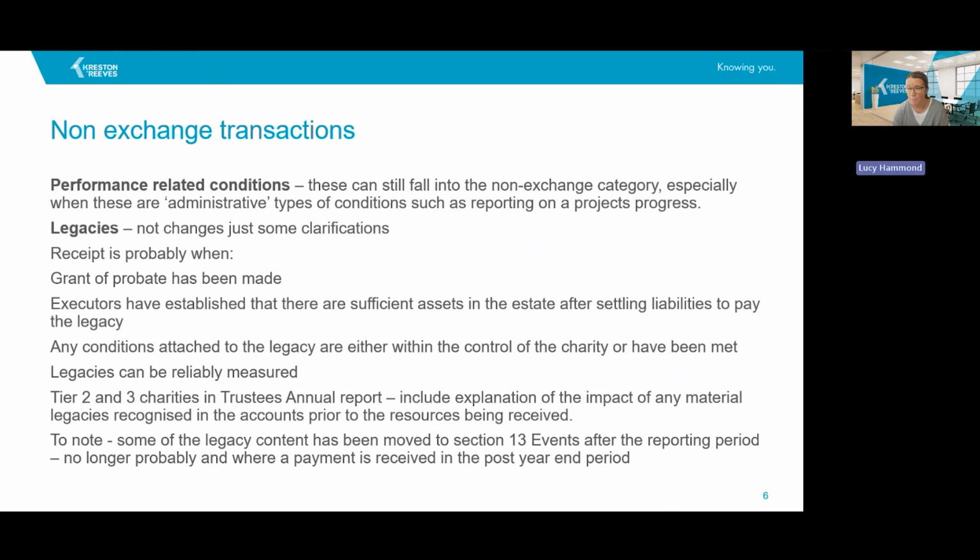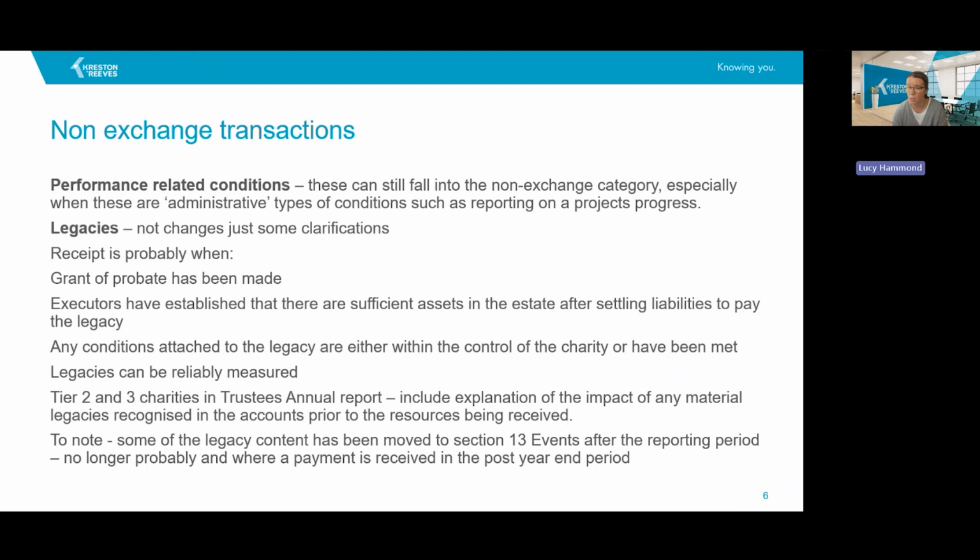Moving on to legacies, there have been some clarifications in terms of recognition in this section of the SORP, but the key points remain in terms of recognising a legacy when it is probable. So, grant of probate has been made, there are sufficient assets in the estate, and whether or not there are any conditions and whether these have been met. Then you consider whether or not the legacy can be reliably measured. What has changed is that for Tier 2 and 3 charities, disclosure is required in the trustee's annual report where material legacies have been recognised but not yet received.